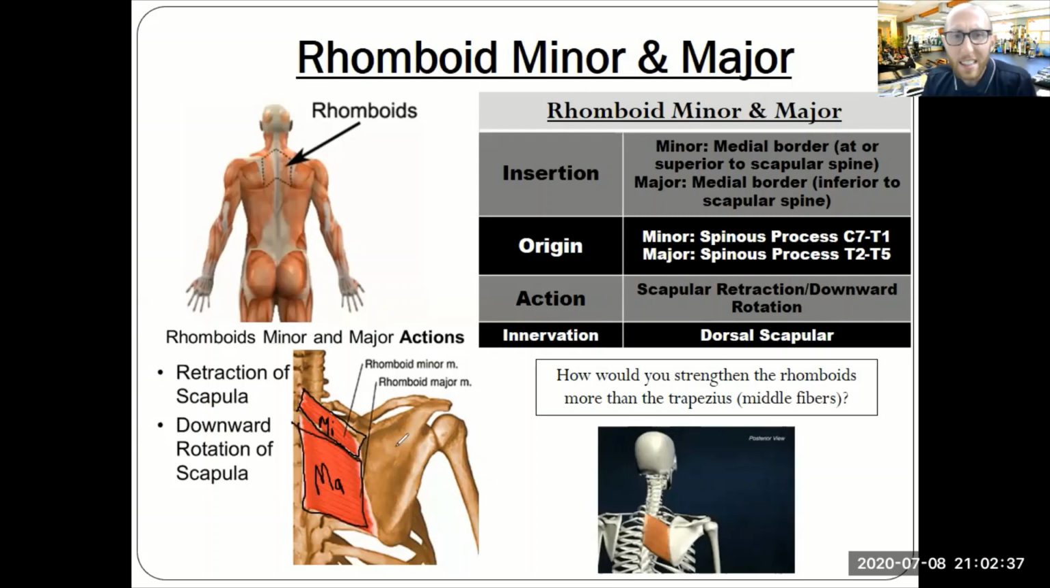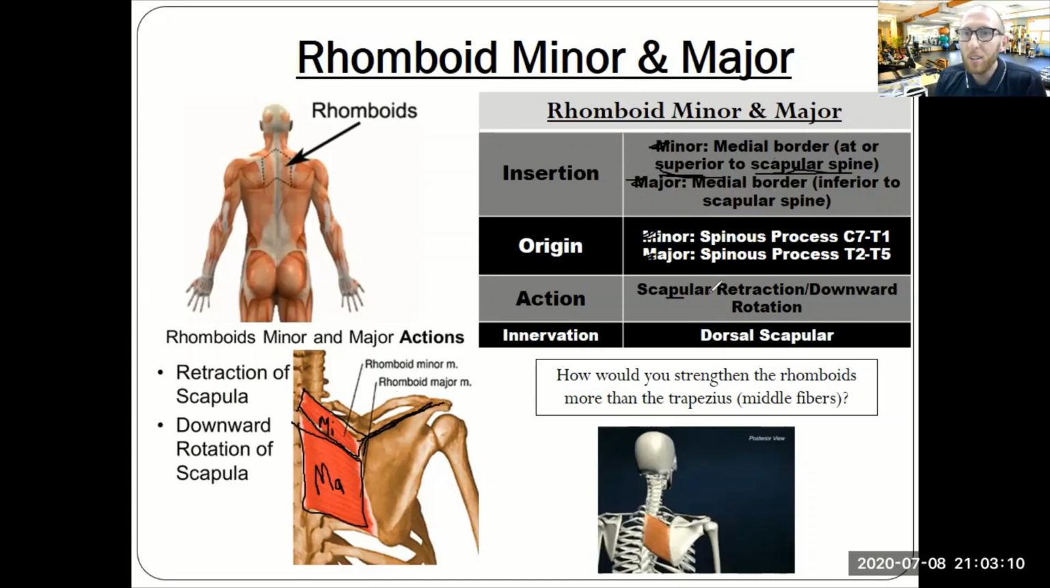Now, the dividing line is typically this spine of the scapula. But if you look here, the minor has its own origin, the major has its own origin, and they have different insertions as well. Minor is more superior, and it's typically above the scapular spine. So you can use the scapular spine as a dividing line between the minor and the major.